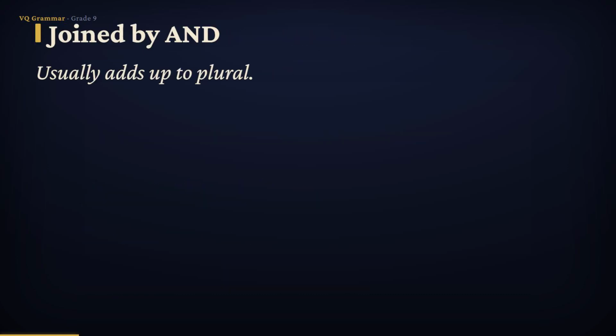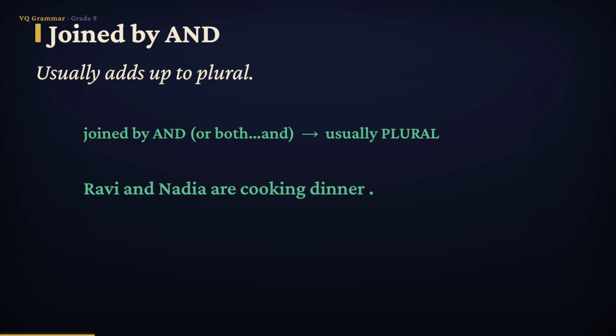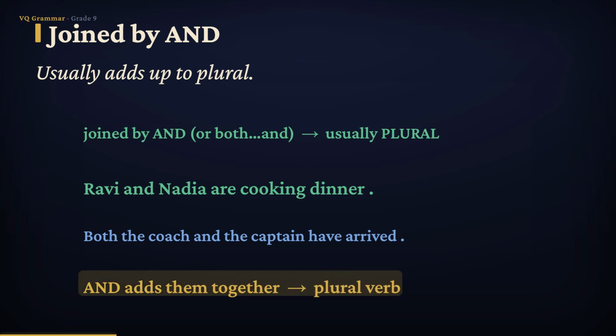Now, the most common case, subjects joined by the word and. When two subjects are joined by and, you're adding them together, so the compound subject is usually plural, and it takes a plural verb. Ravi and Nadia are cooking dinner. Two people, so we say are, not is. The same holds with both and. Both the coach and the captain have arrived. That's two arrivals, so we use have, not has. Think of and as a plus sign. It stacks the subjects up into more than one, and more than one calls for a plural verb.